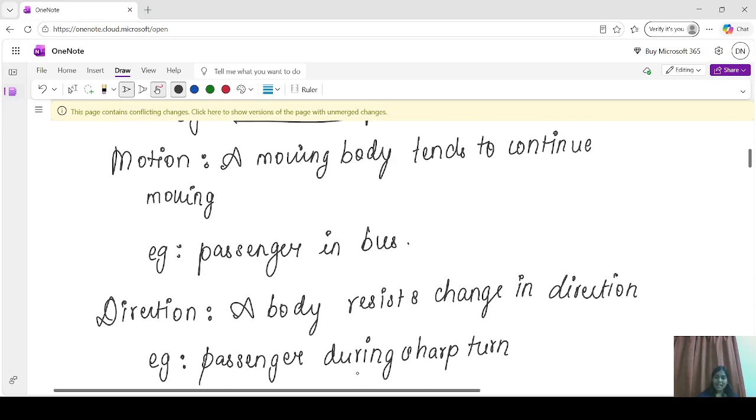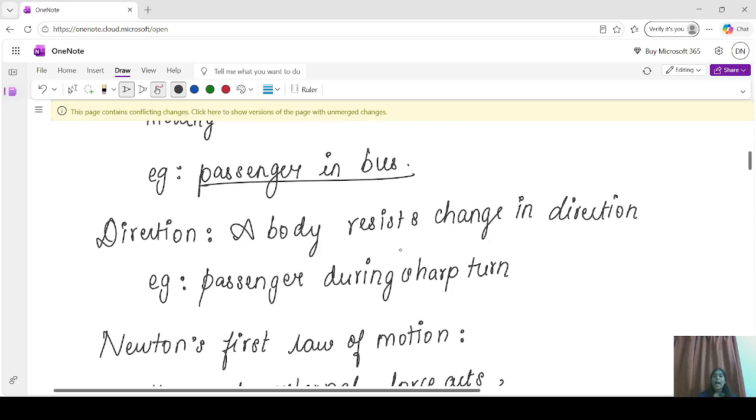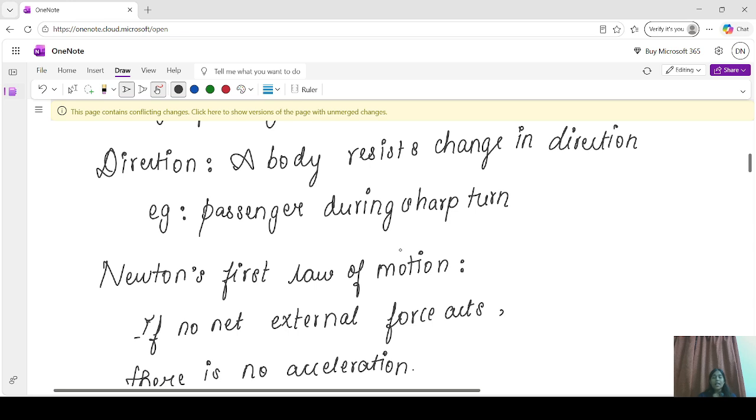And next, inertia of motion. A body tends to continue moving. If a passenger falls forward when a bus stops suddenly, that is inertia of motion. And a body resists change in direction, like a passenger during a sharp turn. When there is a sharp U-turn or a hairpin bend that you have to take in the car or in the bus, the passenger will move sideways during the sharp turn, along with the vehicle. So that is called inertia of direction.